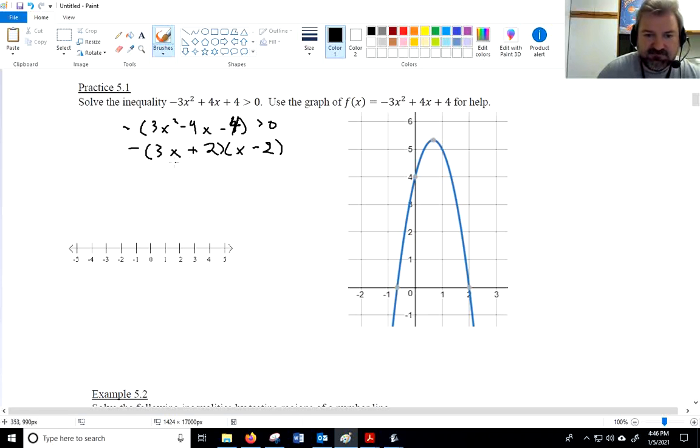So that looks good. So it looks like the zeros, where this is equal to 0, are at negative 2/3. So that's like right here, right? Negative 2/3. Does that seem reasonable there? And then again at positive 2, that would be the 0 there, right? I think that makes sense. And we can see from the graph that we are above in between, right? That's where the graph is above, in between those 2 points.